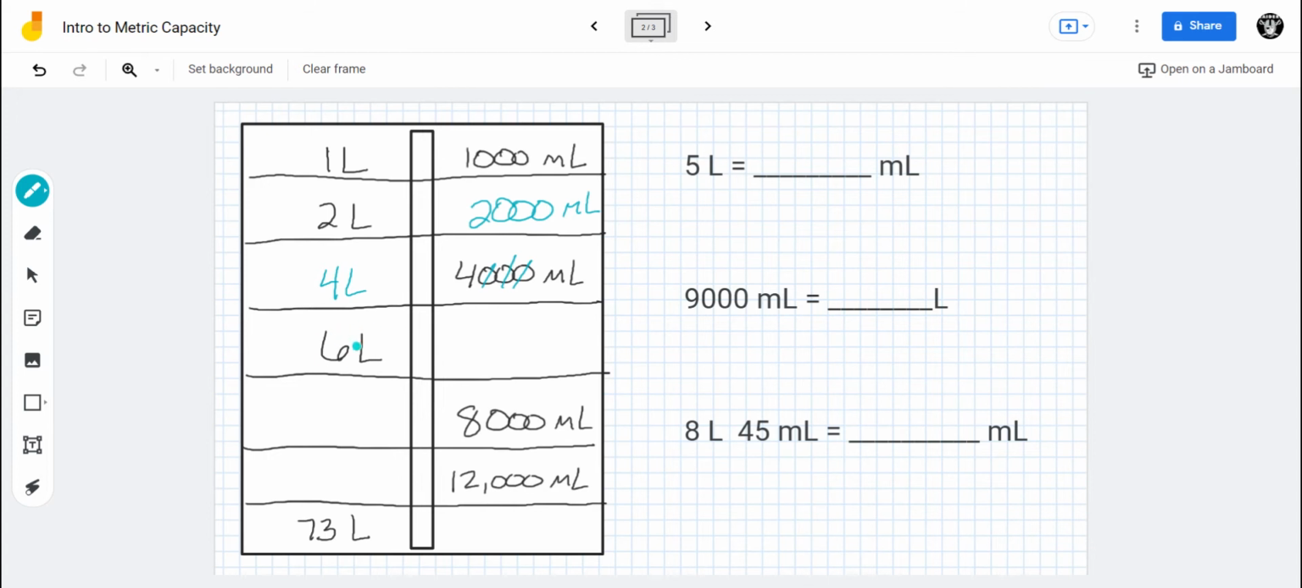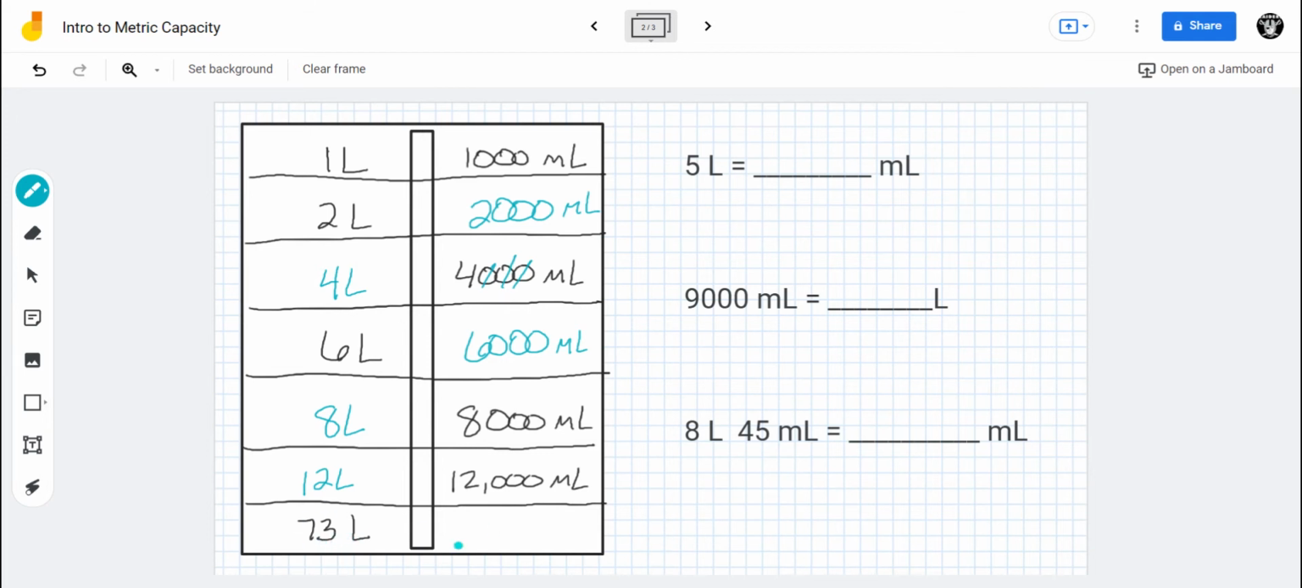Same here, you have 6 liters. Now we have to multiply by 1,000 to figure out how many milliliters that is. So we add 3 zeros to it when we multiply by 1,000, and we get 6,000 milliliters. 8,000, divide that by 1,000, and you will get 8 liters, because you will remove these 3 zeros when you divide by 1,000. So therefore, 12,000 milliliters, 12,000 divided by 1,000, and you will get 12 liters. 12 liters, okay?